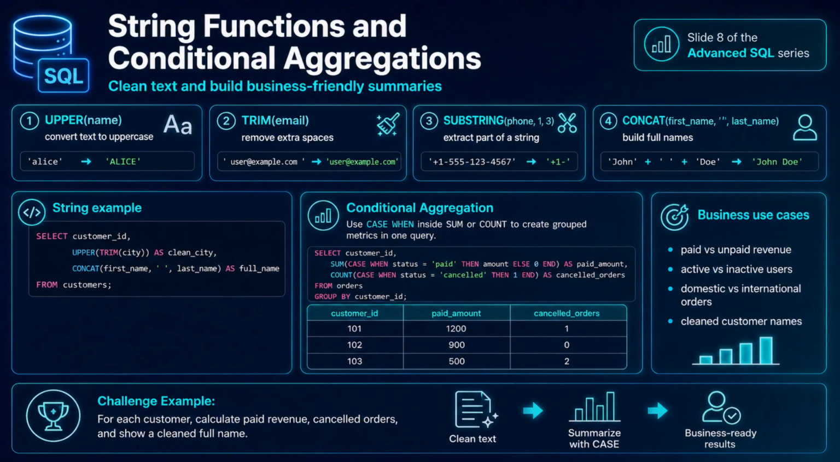Conditional aggregation is very useful for paid versus unpaid revenue, active versus inactive users, domestic versus international orders, and cleaned customer names. The challenge is this. For each customer, calculate paid revenue, canceled orders, and show a cleaned full name. This pattern is very practical because business users usually do not want raw records. They want clean, summarized, business-ready results.